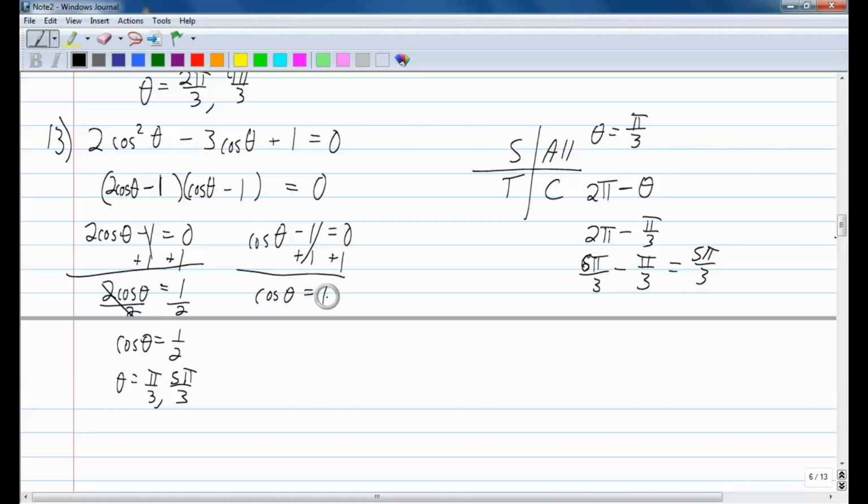Alright, now cosine theta equals 1. Well, that's a quadrantal angle. Cosine is equal to 1 only at one place. The cosine of 0 equals 1. So that's the quadrantal angle 0. So my solution set is 0, pi over 3, and 5 pi over 3.